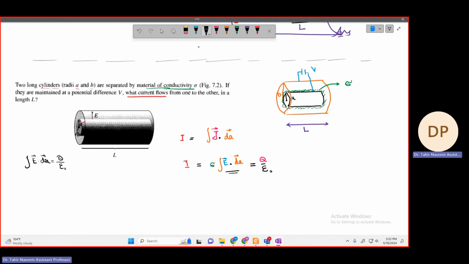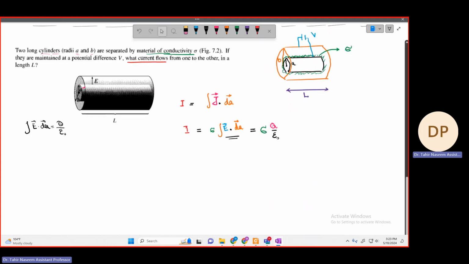This integral. So the underlying integral is equal to charge divided by epsilon, and then there is sigma here. So we are almost done. So we have written our answer in the form of sigma q over epsilon.